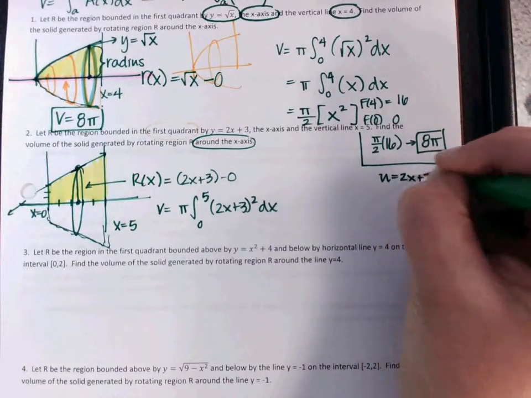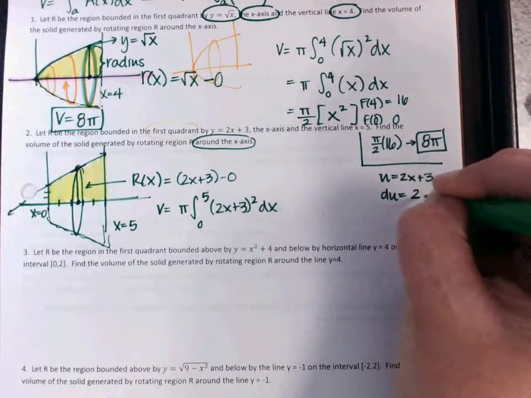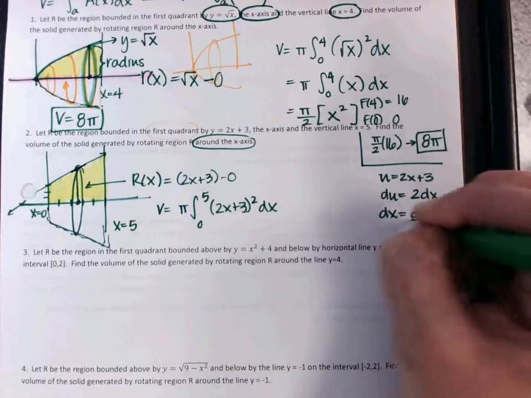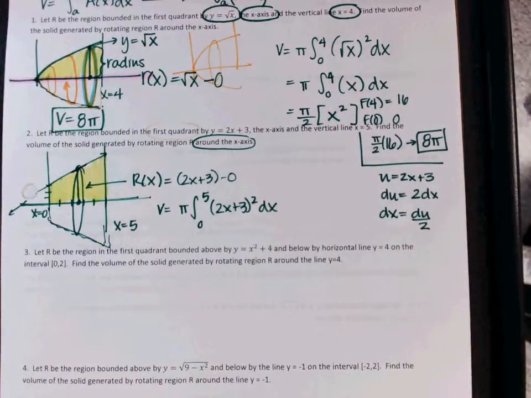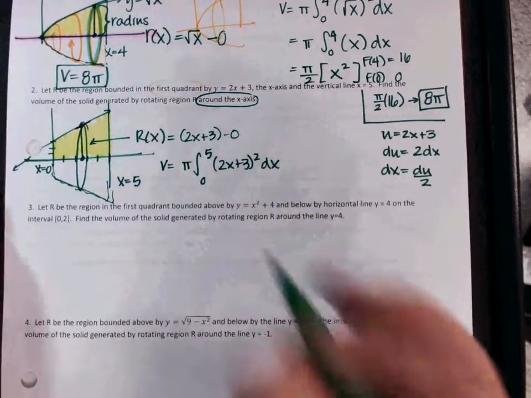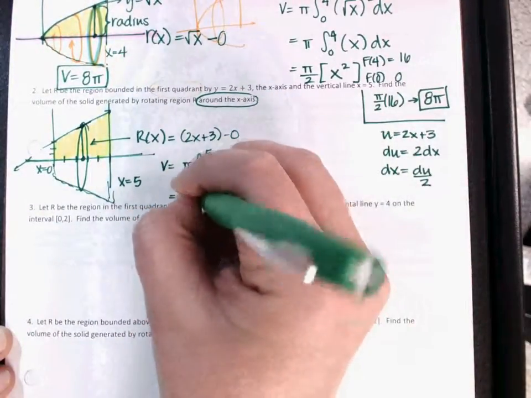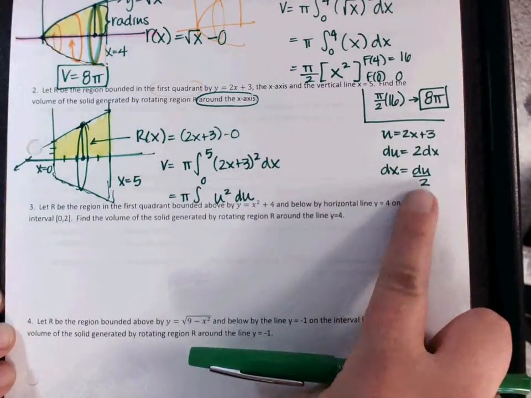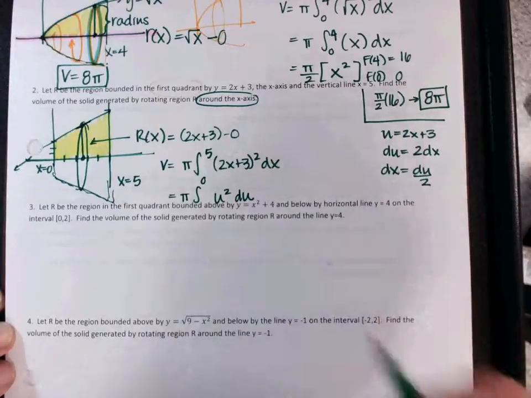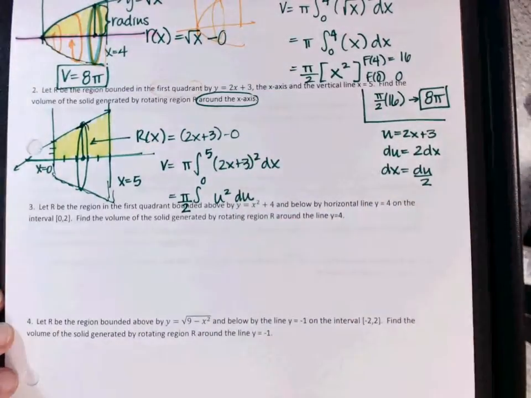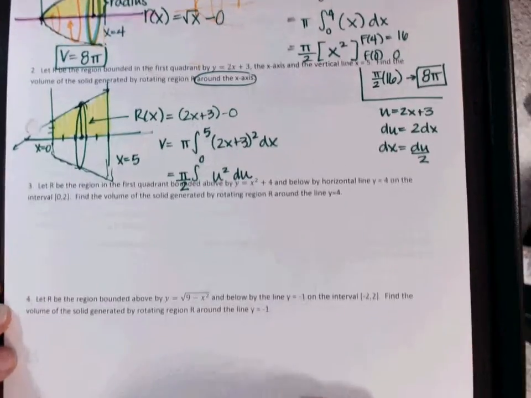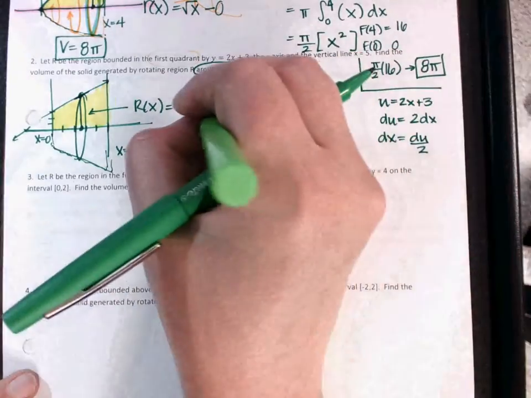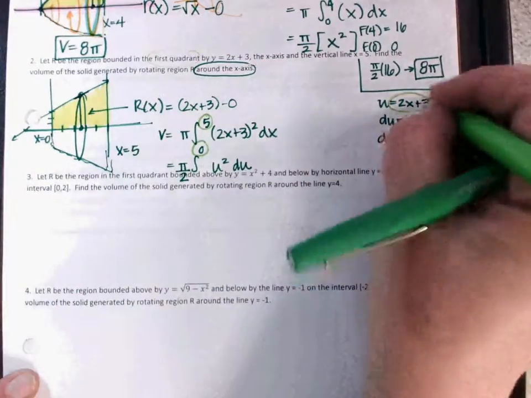2x plus 3. That means that your du is just 2 dx, which means that dx is du over 2. So I'm going to rewrite my integral. So it's going to be volume equals pi integral u squared du. And then if I have this over 2, I'm going to put that out in front with the pi. So it's going to be pi over 2. What else do I have to remember to change? Endpoints, very good.